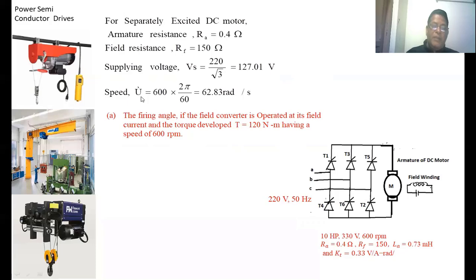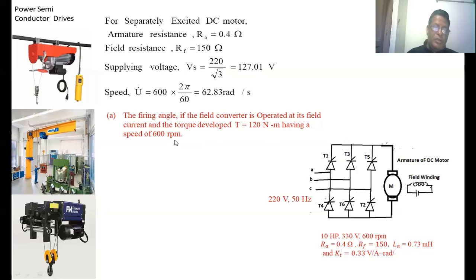We have to represent the speed of a motor, given 600 RPM. Rated speed that we are converted into radians per second. So we have to multiply the 2 pi by 60. We are getting the 62.83 radians per second because the motor constant is given in terms of radians per second. The firing angle, the field current is operated at its field current. The torque developed T equal to 120 Newton meter having a speed of 600 rpm.